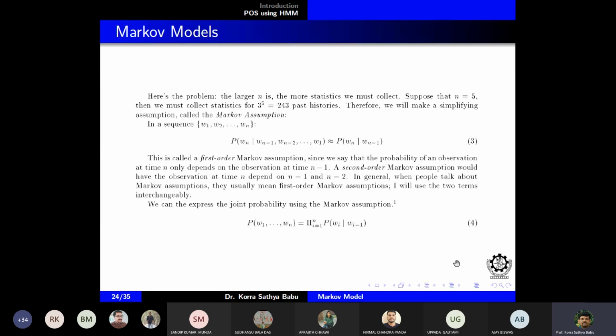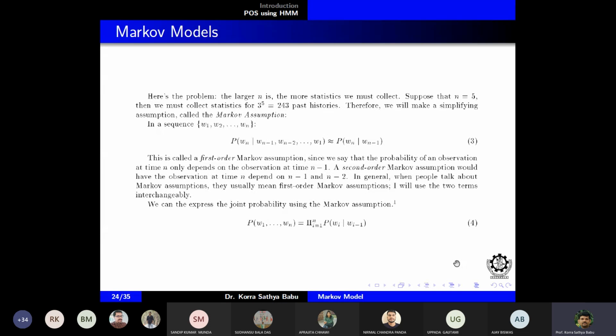Here, the problem is that the larger the n is, the more statistics we must collect. It means that it should be available. Suppose that n is equal to 5. Then what should we do? We must collect statistics of 3 power 5, because there are 3 variables, rainy, sunny, and foggy, and up to 5 days, different combinations. That is something like 243 past histories we need to find out. Therefore, we must make a simplifying assumption called the Markov assumption.